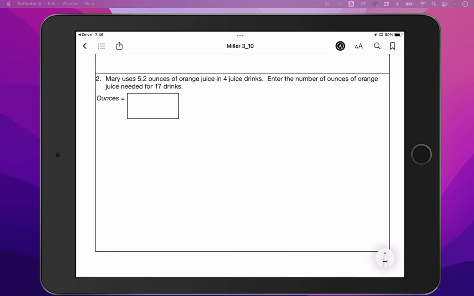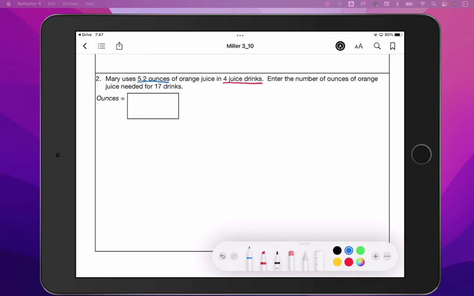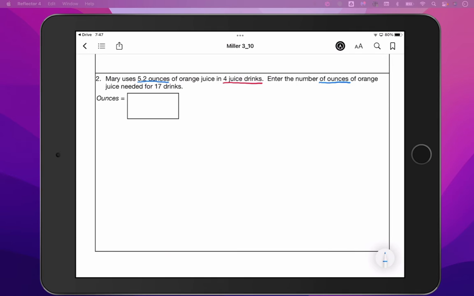So Mary uses 52 ounces of orange juice in 4 drinks. Enter the number of ounces of orange juice in 17 drinks. And so again, the same process. Mary uses 5.2 ounces in 4 juice drinks. So those are going to be my 2 labels, ounces and drinks. Enter the number of ounces, and so that was blue. We'll continue with blue. We're looking for the number of ounces. That's going to be our x value.